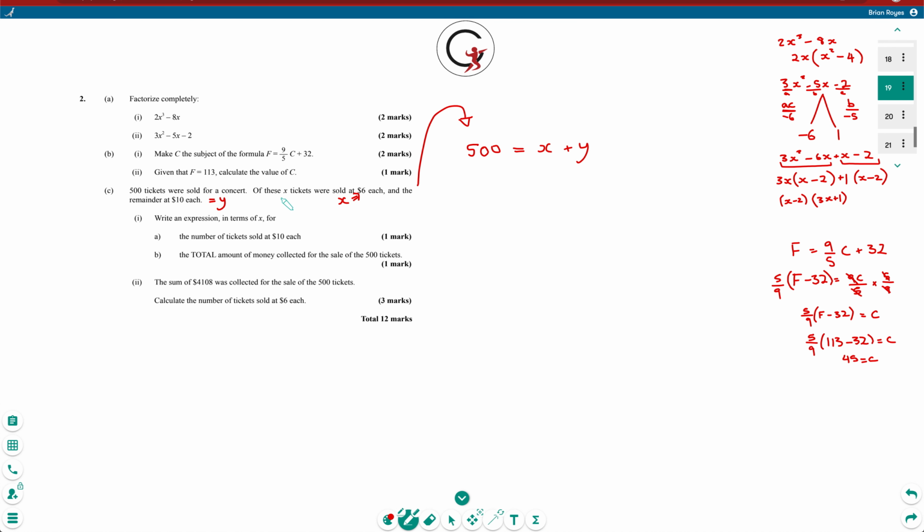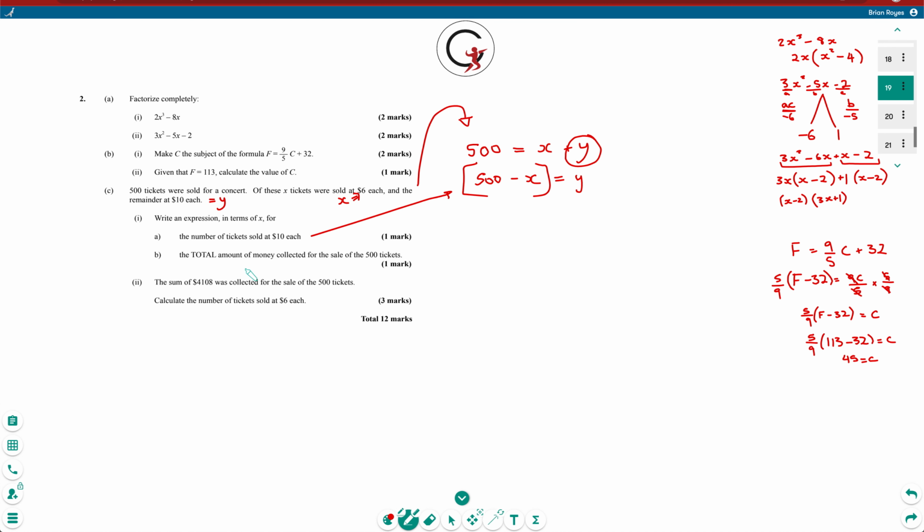All right, the next bit says X tickets were sold at $6 each and the remainder at $10 each. Write an expression in terms of X for the number of tickets sold at $10 each. We've already done that in the first equation. All we need to do is make Y the subject by saying 500 minus the number of $6 tickets sold leaves the number of $10 tickets sold. This expression is your answer for part A.